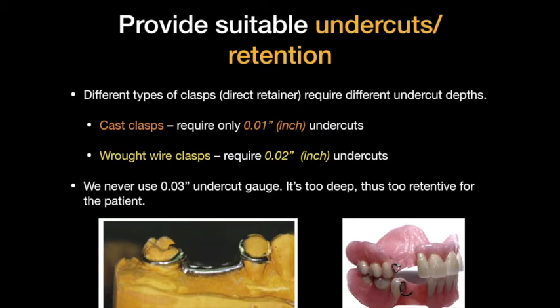However, we have three different undercut gauges. We have 0.01, we have 0.02, we also have 0.03. Nowadays, we no longer use the 0.03 undercut gauge because it's too deep and too retentive. The reason why we used 0.03 in the past is that sometimes we used pure gold to do casting. However, nowadays we no longer use pure gold for a casting procedure. So you no longer need the 0.03 undercut gauge.